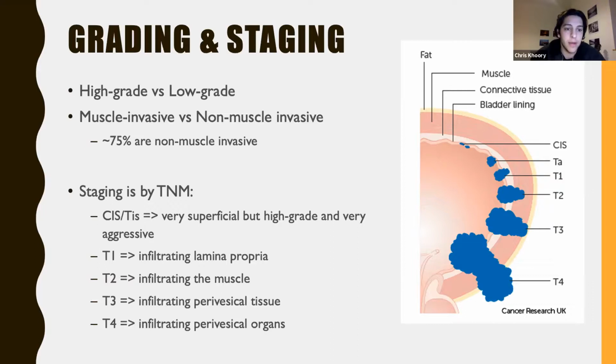The first one to talk about is CIS, which is just carcinoma in situ. This is very superficial, so you may think that it might not cause many problems, but it's also very high grade, recurs a lot, and it's very aggressive. So this requires regular cystoscopies to check to see if it's progressed. And then T1 to T4 determines how far the tumour has invaded into the bladder wall and the muscle.